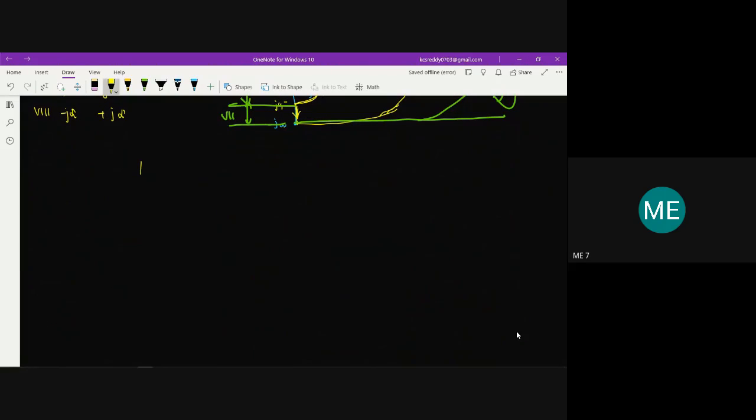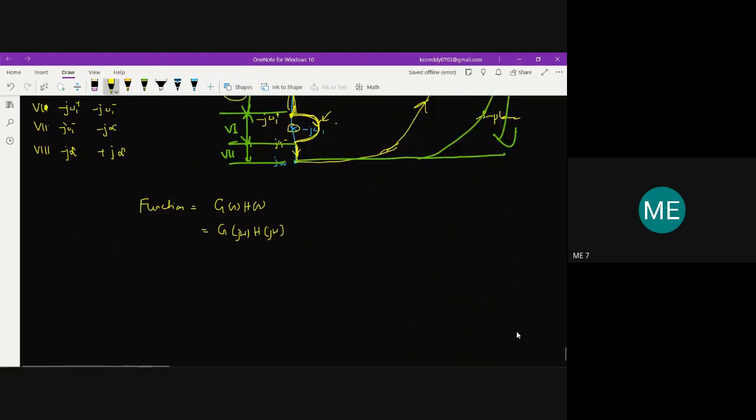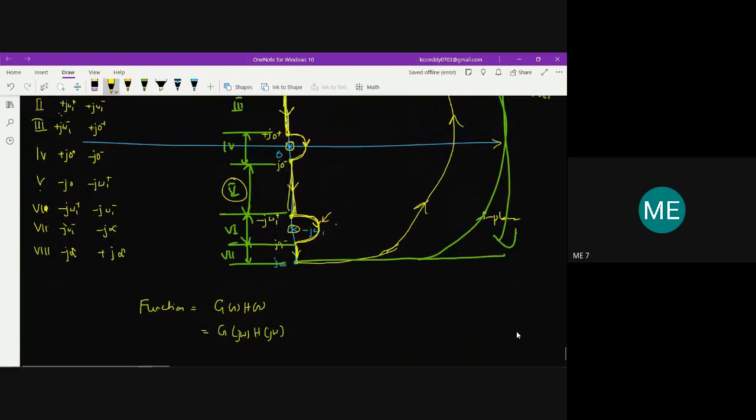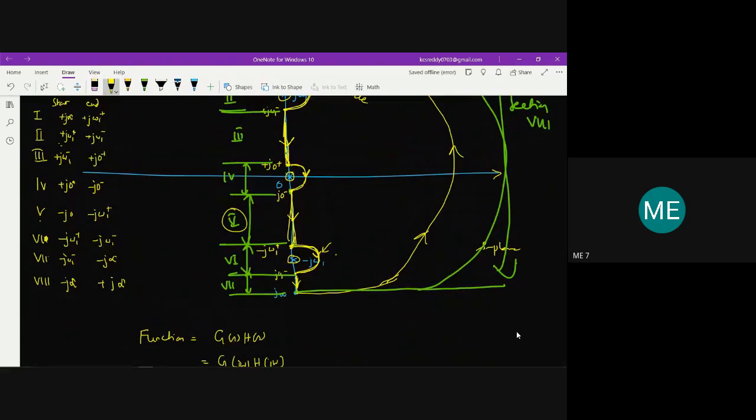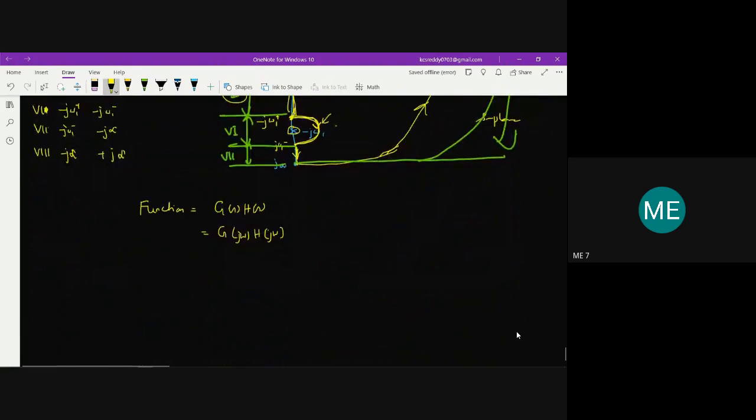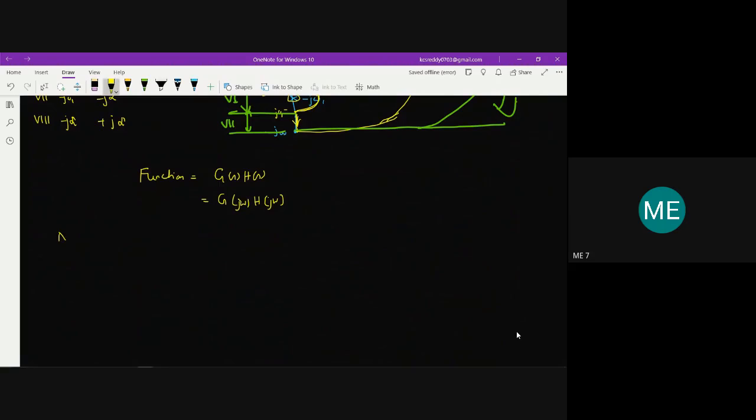So we have taken a function, say for example g of s into h of s. In the frequency domain, it can be written as g of j omega into h of j omega. And for section 1 which we have discussed here, the starting point of section 1 is plus j infinity to plus j omega 1 plus. So we'll study section wise.